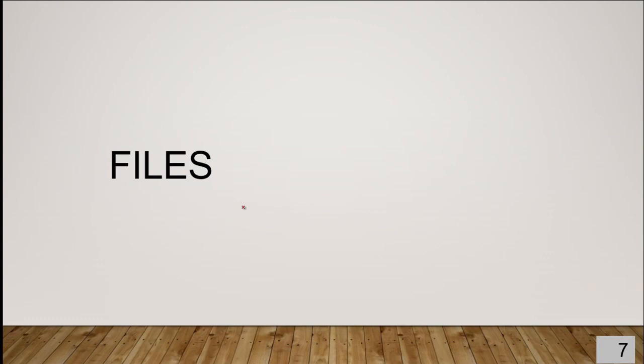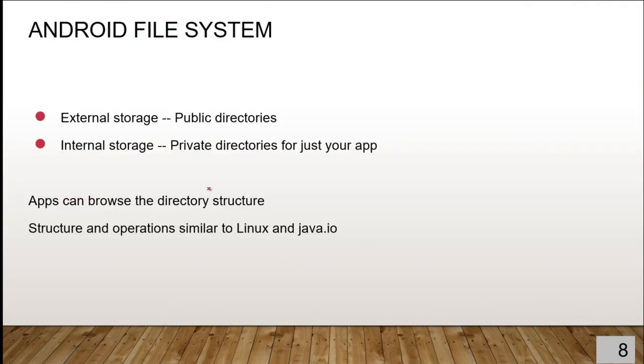Now this time we will talk about files, how to store our files into the external and internal storage. The Android file system allows you to store your data in the external storage and in the internal storage. External storage has public directories, so if you store your data into a public directory, other apps can also access it. These are the directories just for your app. Okay? If you want to store some data to the internal storage, you must use the private directories, so that only your app can read, modify and delete them if the app wants.